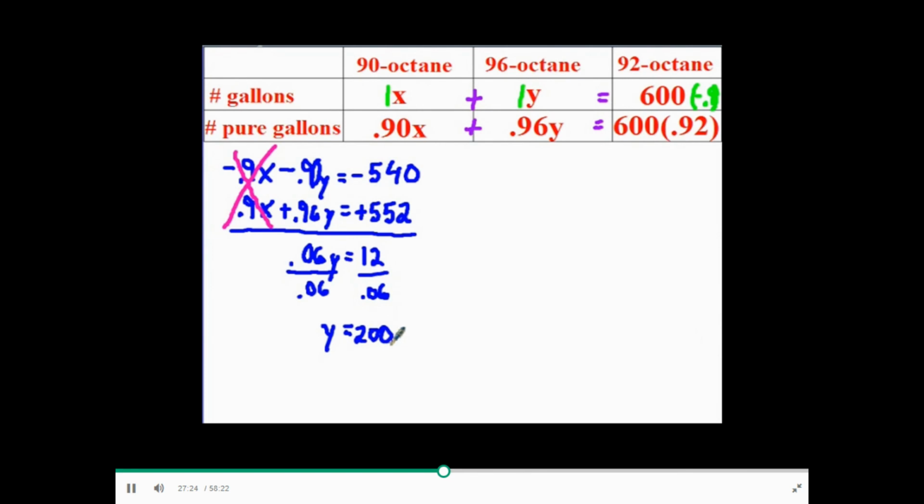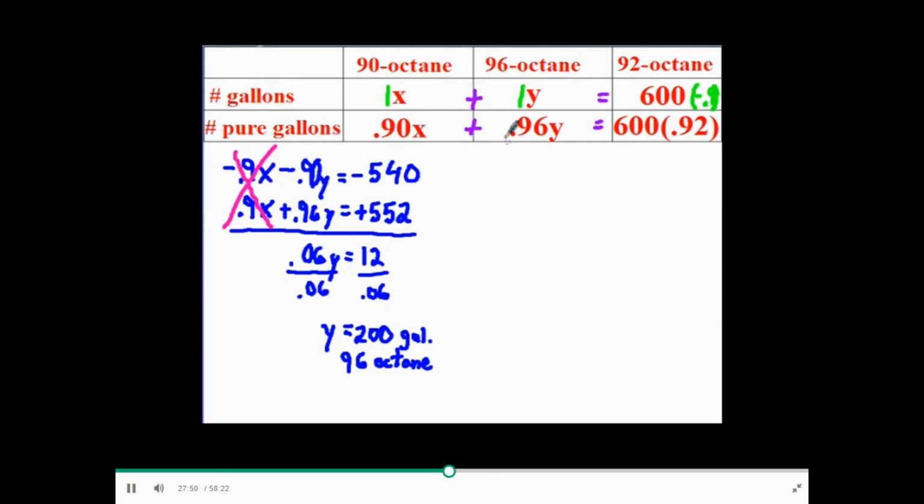Now, what in the world does that 200 mean? Go back up to the chart. Find your letter Y. So Y stood for the number of gallons that are 96 octane. So we've got 200 gallons of 96 octane.